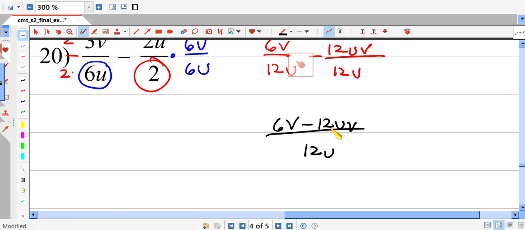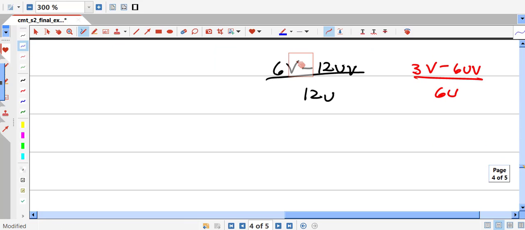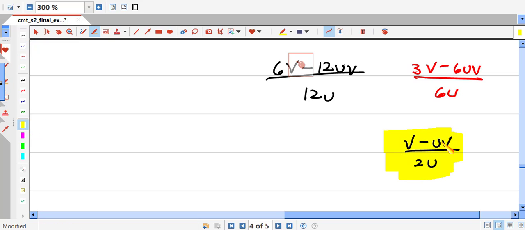Now, I'm not quite done because I can see I have a common factor of 2 that I can factor out of every term. If I divide everything by 2, I end up with 3v minus 6uv all over 6u. Oh, and now I can see I can divide out a 3. I get v minus uv over 2u. And that would be my solution.